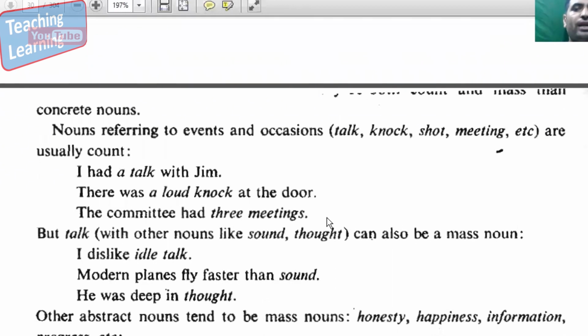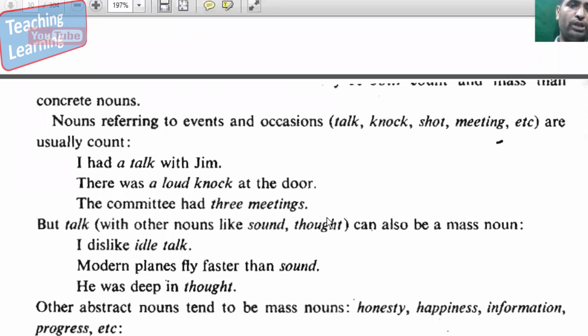Abstraction. For abstract nouns also we can use these things. I had a talk with Jim. There was a loud knock at the door. The committee had three meetings.